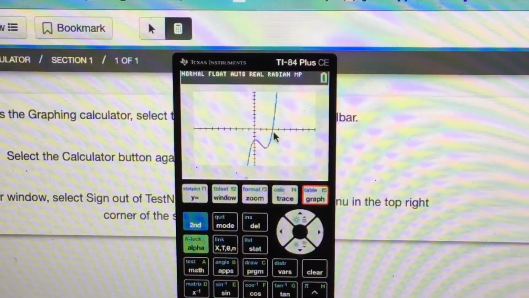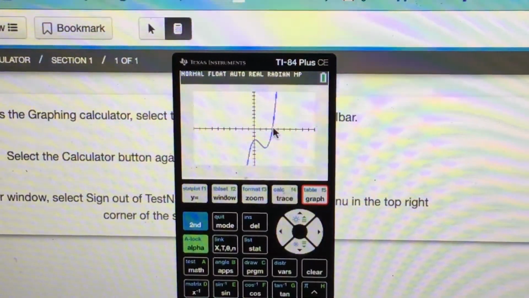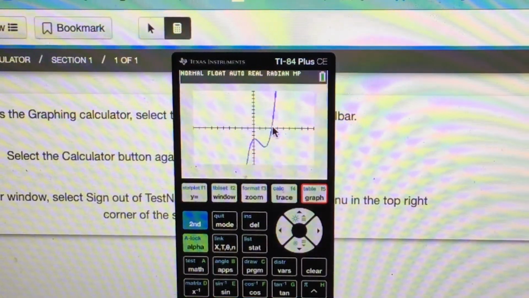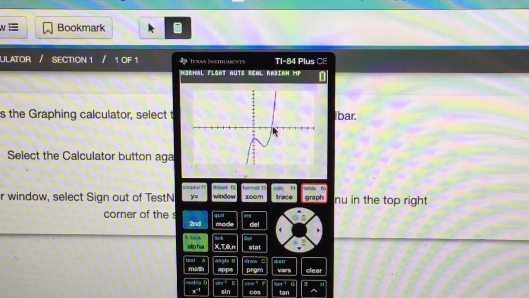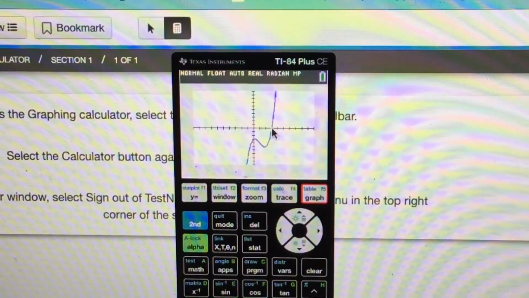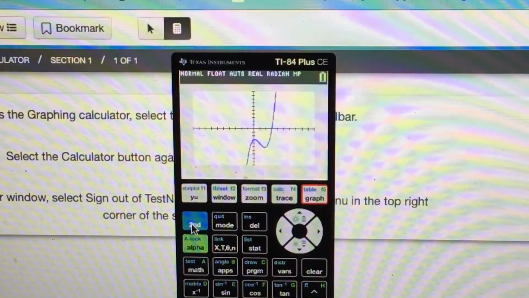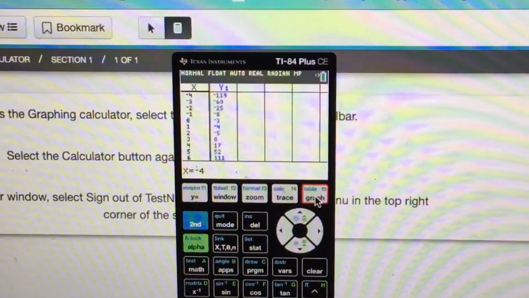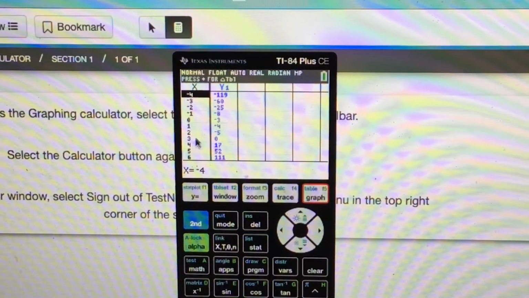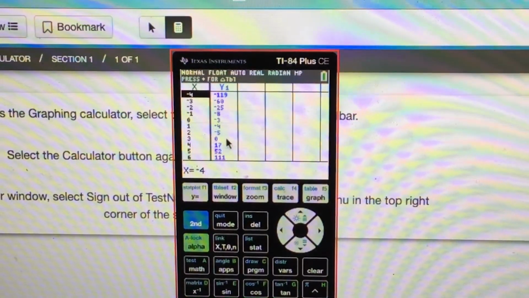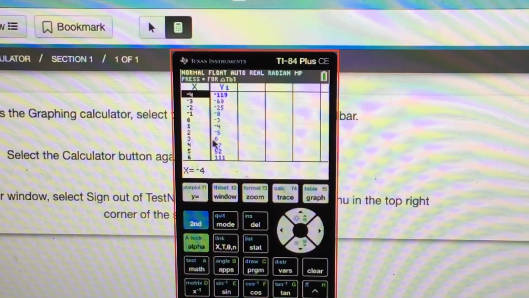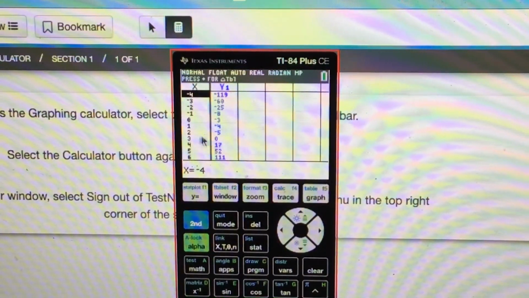Uh-oh, today it only touches once, which means there's one real solution and the other 2 have to be imaginary since it only touches once. Now this looks like a 3, so I'm going to verify. So I'm going to go second table, and sure enough, 3 is an answer because there's a 0 in the y column. All right, so I know one answer is x equals 3. So I'm going to write that down. So I've got x equals 3.